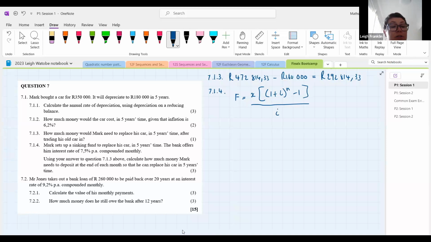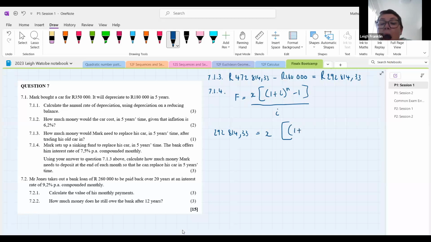Okay. So he wants to save 292,814 Rand and 33 cents because that's what he needs to replace his vehicle. When the question says how much money must he save every month, they are implying we need to calculate the value of x because that is our monthly installment. So we're going to put the 292,814.33 on the left because that is our future value. x is what we are trying to calculate. So that means that everything else must be known.